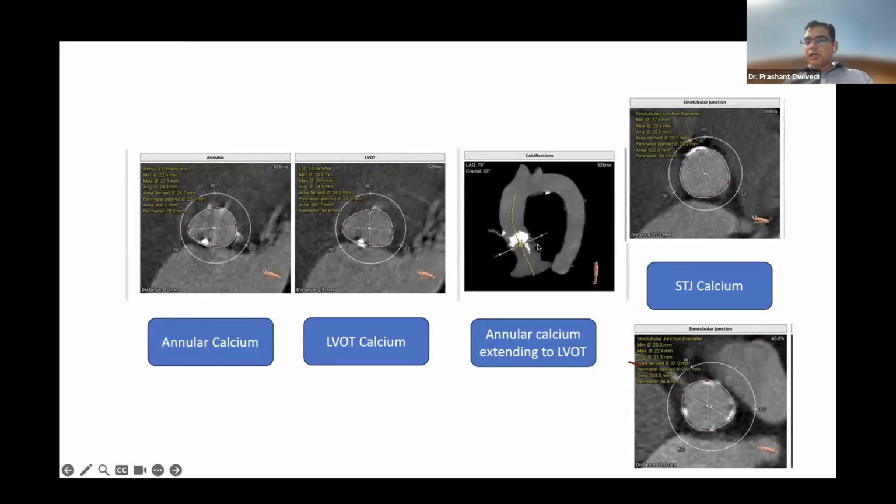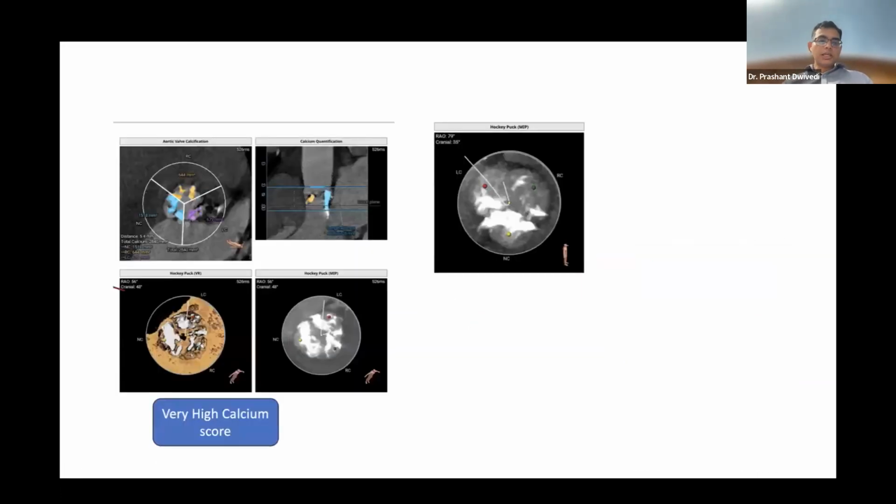It may produce a pericardial effusion, tamponade on the table. The patient may die on the table. So then it will be a very difficult situation. Then the calcium at the level of the STJ. This STJ calcium may rupture, and because of this calcium, the balloon may push the wall towards the LV.